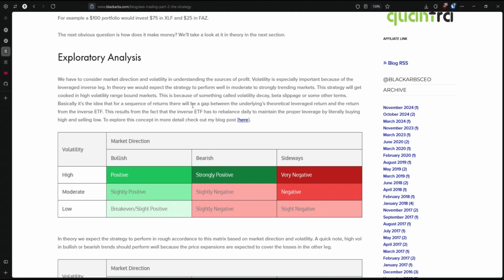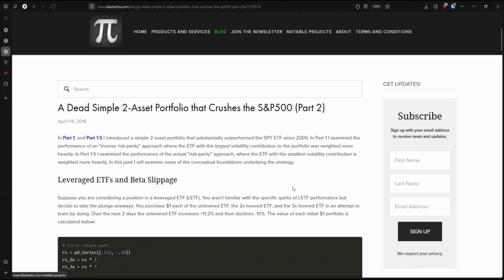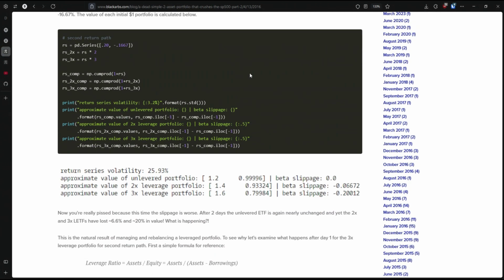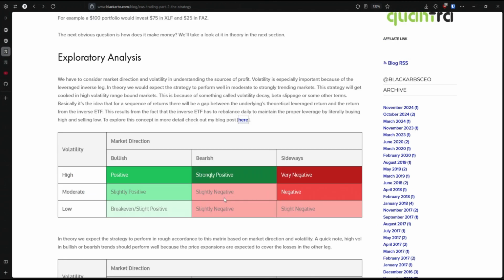So I detail more about this concept in a previous blog post that you can click here to find. And I go through it in detail, with examples of what is actually happening under the hood, why this phenomenon occurs and why most people don't understand it.